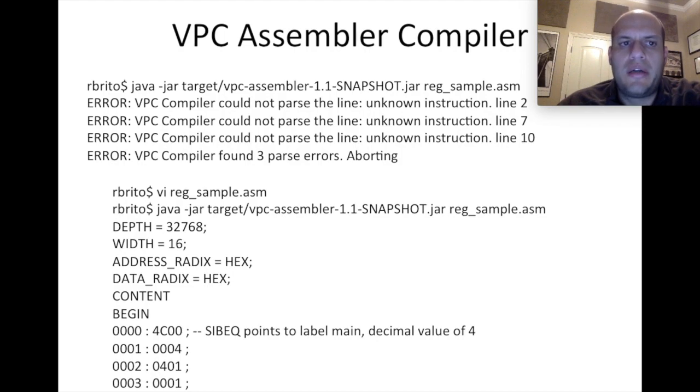My compiler, here's an example when there is an error on the compiler. The compiler first reads the entire file and tries to interpret and gives a total number of errors. The second part of this slide, when I fix my code and run it again, and then spit out a MIF file.